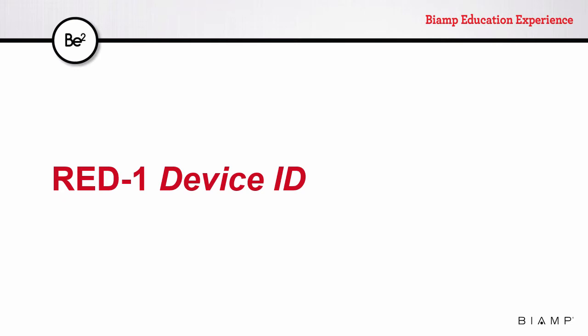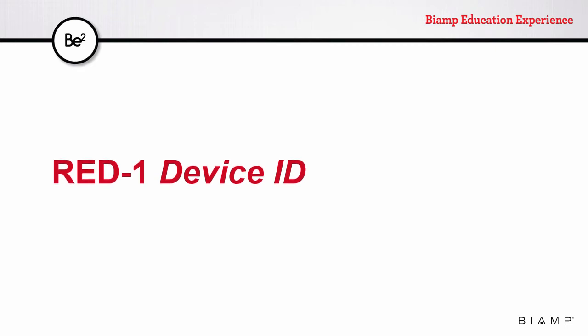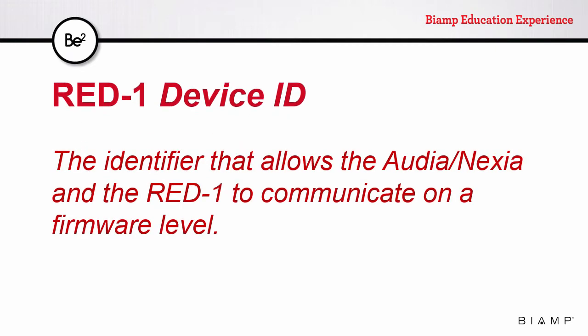Let's discuss the device ID here, as it's a common cause of trouble in the field. Fortunately, it's a very easy fix. Just what is the device ID? Device ID, as it pertains to the RED-1, is a little different than the device ID that we learned about earlier, which basically tells you which physical Audia or Nexia a DSP block is assigned to. In this case, it's the identifier that allows the Audia or Nexia and the RED-1 to communicate on a firmware level. Of course, you first have to get their IP settings correct so that they can communicate with each other on the network you have set up.